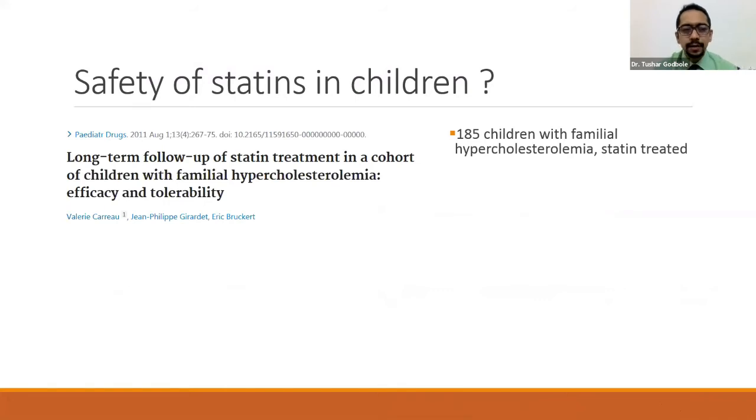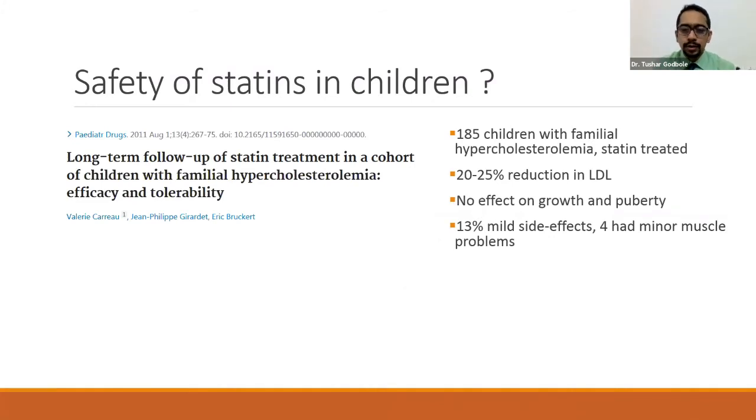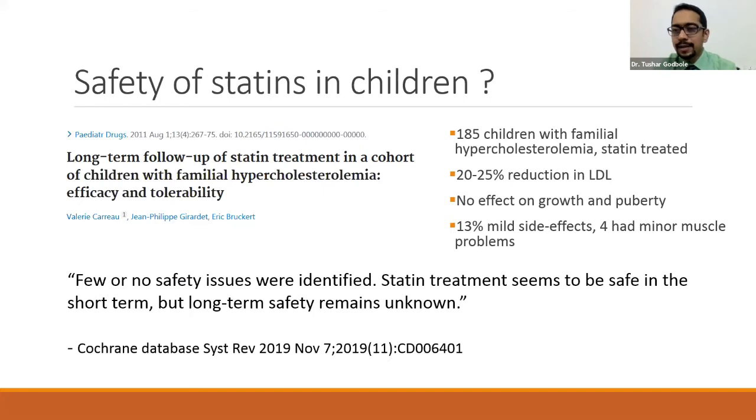Here is a paper from 2011 where 185 children with hypercholesterolemia were treated and they had a 25% reduction in LDL and absolutely no effect on their growth and puberty. 13% had mild side effects and 4 had minor muscle aches. And this is a Cochrane database review from last year. It quotes that few or no safety issues were identified, and statin treatment in shorter durations is safe, but long-term safety data is still unknown.